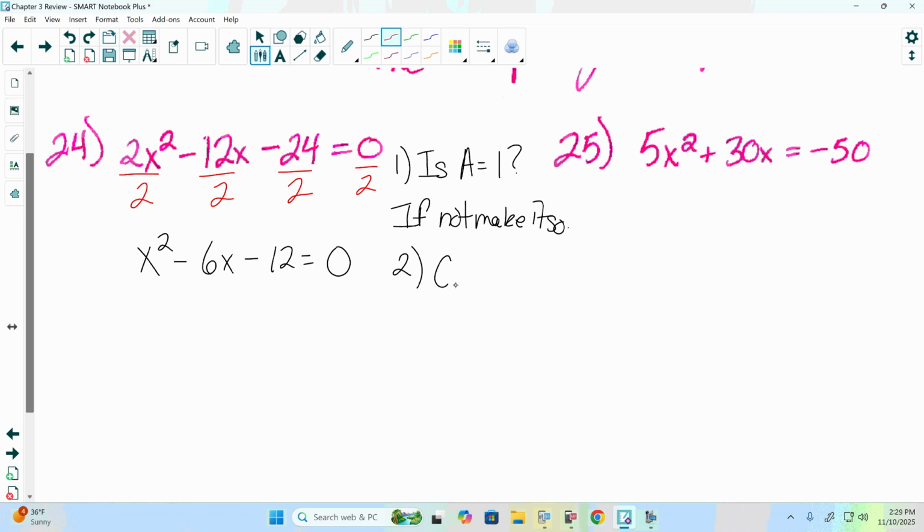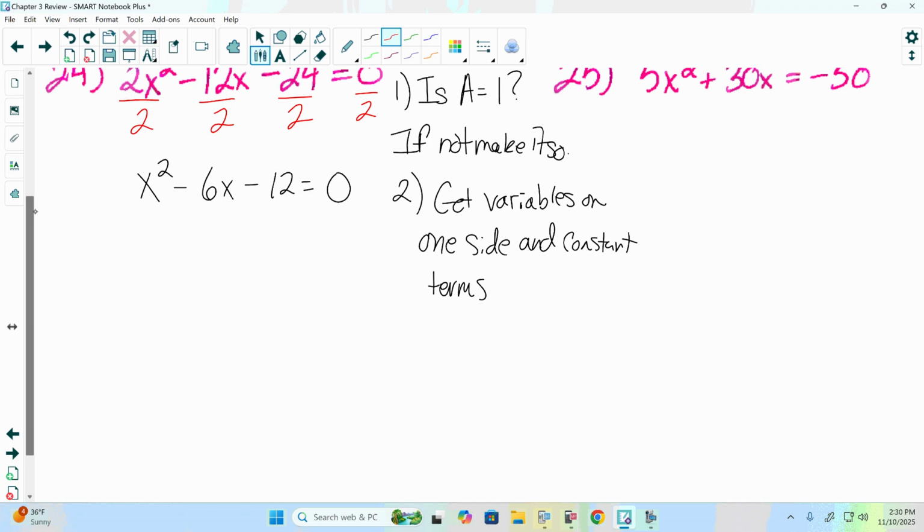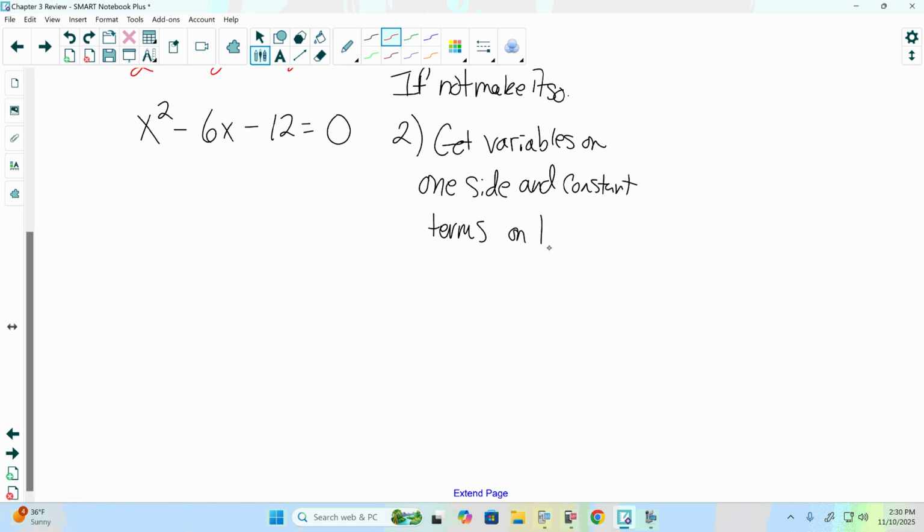Step 2, get the variables on one side and constant terms on the other. And leave 2 spaces. So what we have to do here is add 12 to both sides.